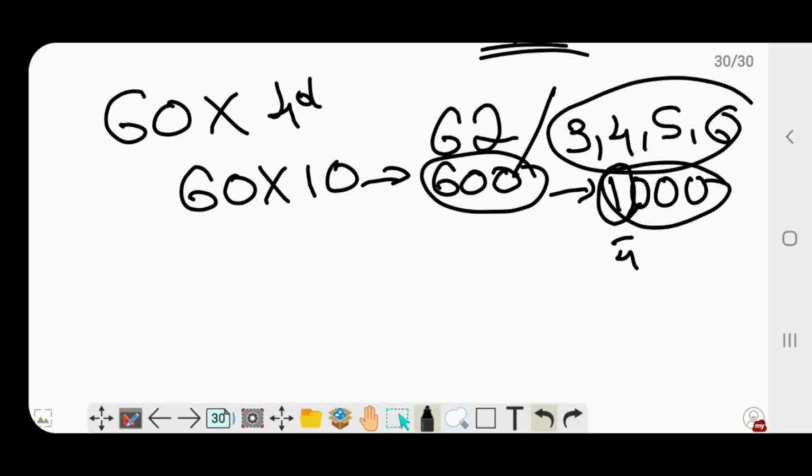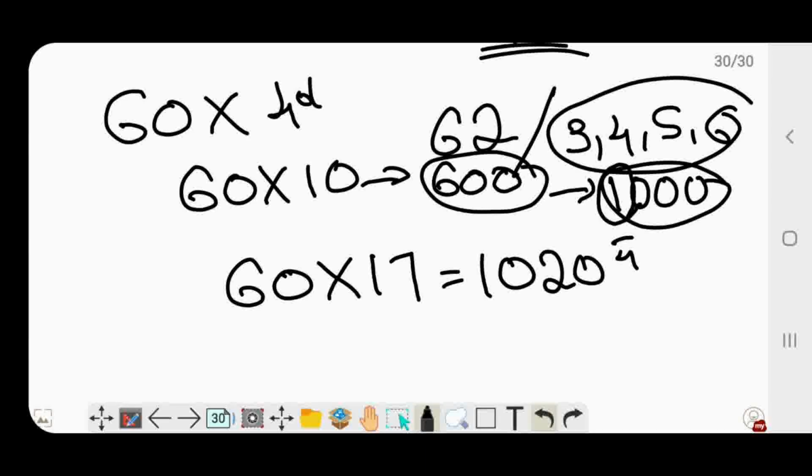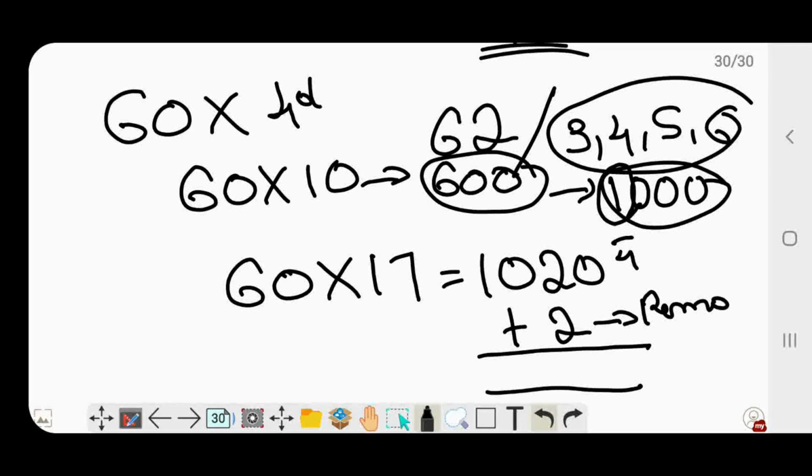So I would multiply 60 with 17, because that would give me 1020, and I'll just add 2 to it because we need a remainder of 2. This is nothing but the remainder. So I would get the value as 1022, which is option B.